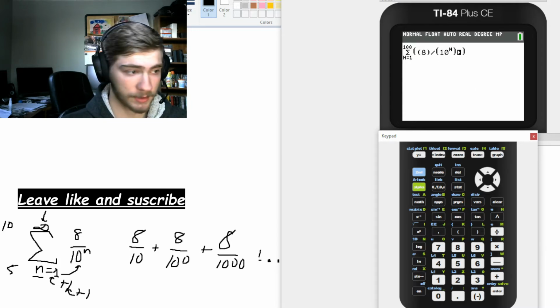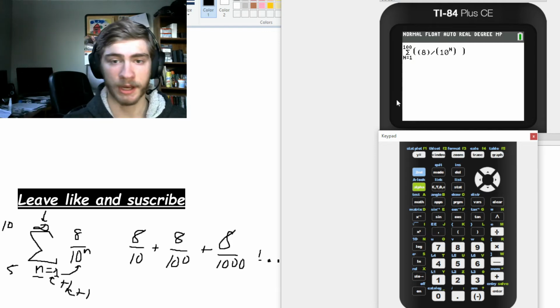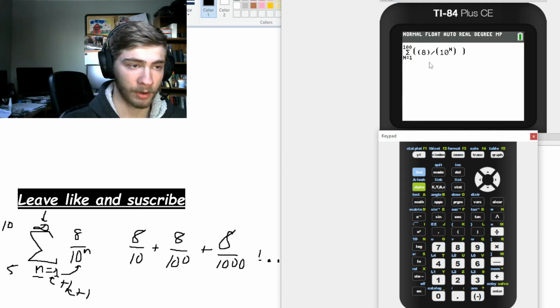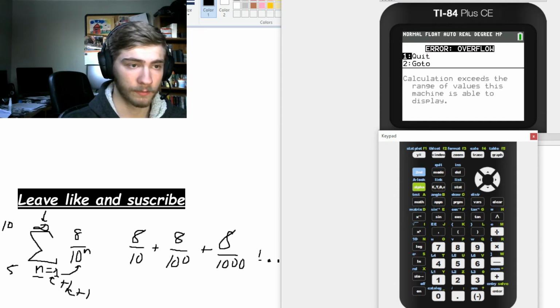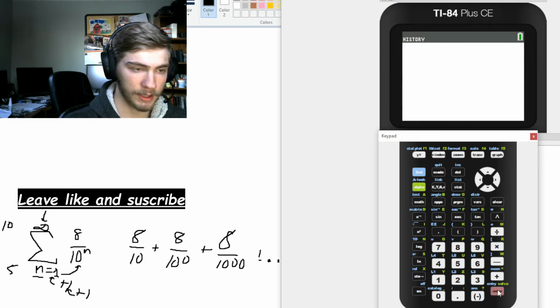There is a way to make it display like this where 8 actually goes above the 10, but that takes more time. We don't need to waste any more time. 8 divided by 10 to the n. We hit enter. Takes a second. Calculation exceeds the range of values this machine is able to display. Okay. Now if we hit up, up, we highlight it, hit enter, it'll pop back down.